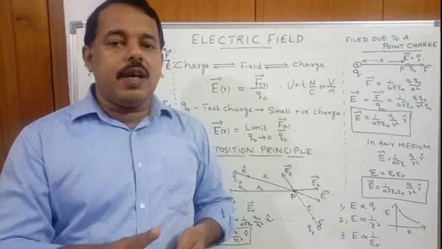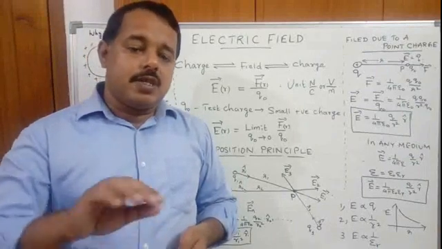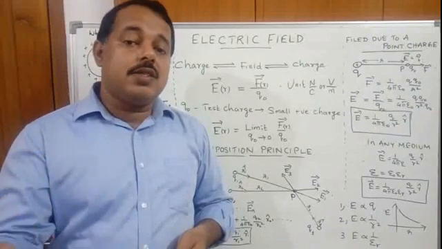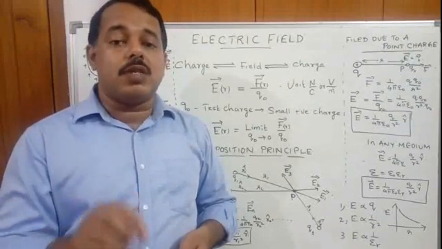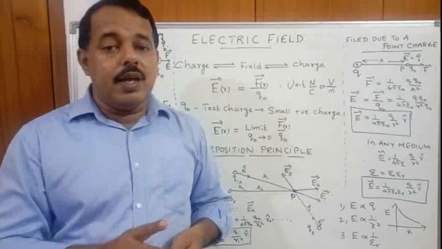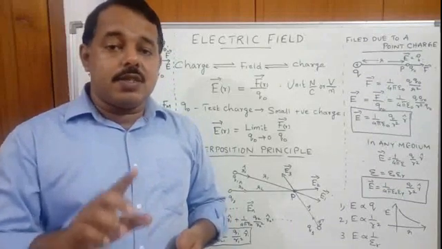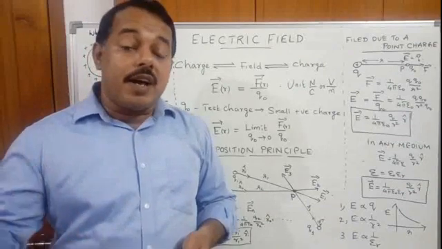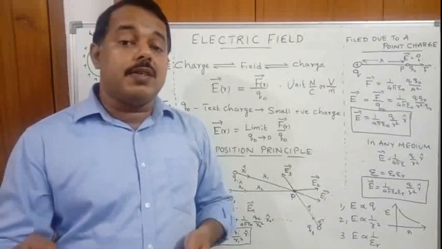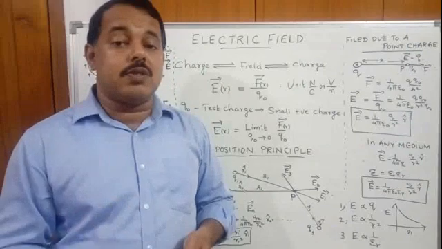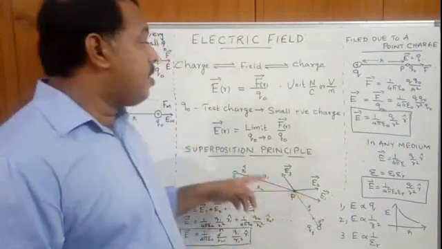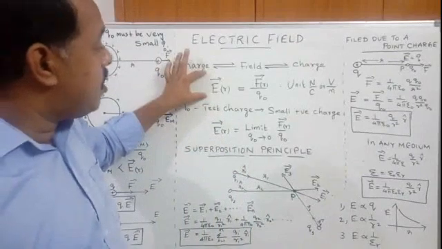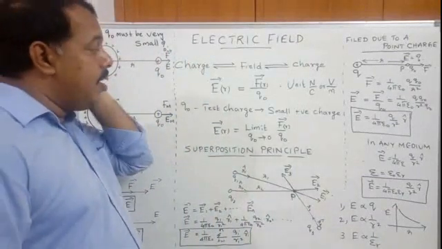So electric field can also be defined as space around a charge or a charge distribution where another charge experiences an electrostatic force. Once again, electric field is defined as a space around a charge or a charge distribution where another charge would experience an electrostatic force. So the definition of electric field goes like that. Okay. Now we are going to represent mathematically the electric field.